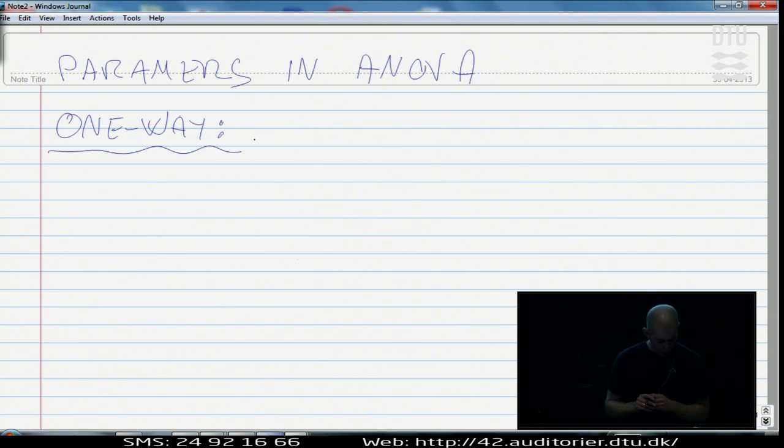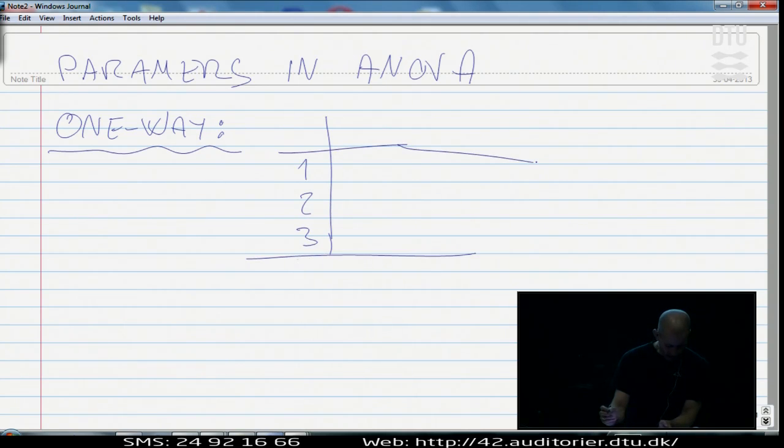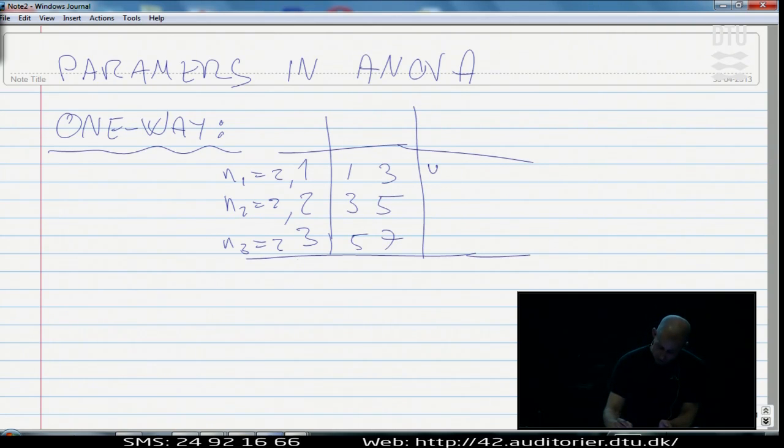Let us consider a simple one-way setting. One-way ANOVA with groups 1, 2, and 3, or A, B, and C. Let us assume we have just 2 observations in each: observations 1 and 3, 3 and 5, 5 and 7, just to make a simple point here. Then, of course, the average in the first group is 2, the average in the second group is 4, and the average in the third group is 6.